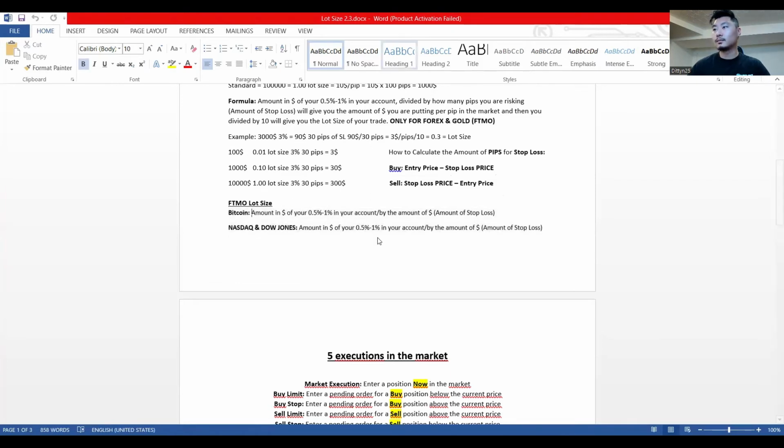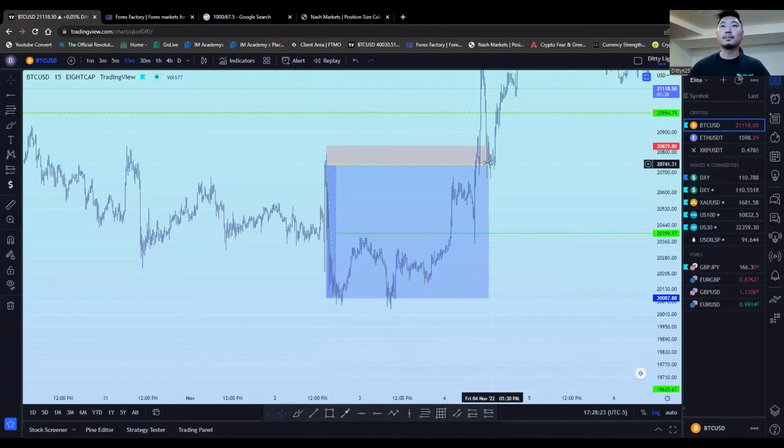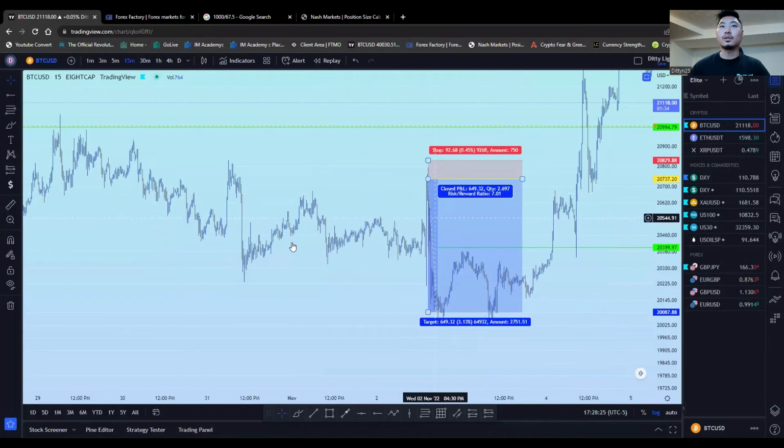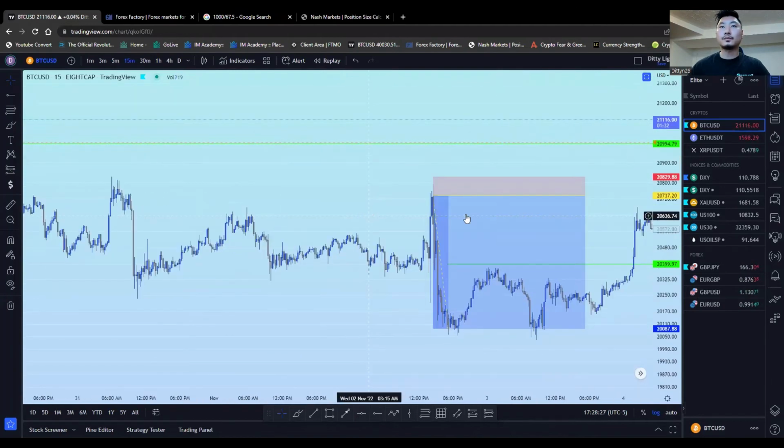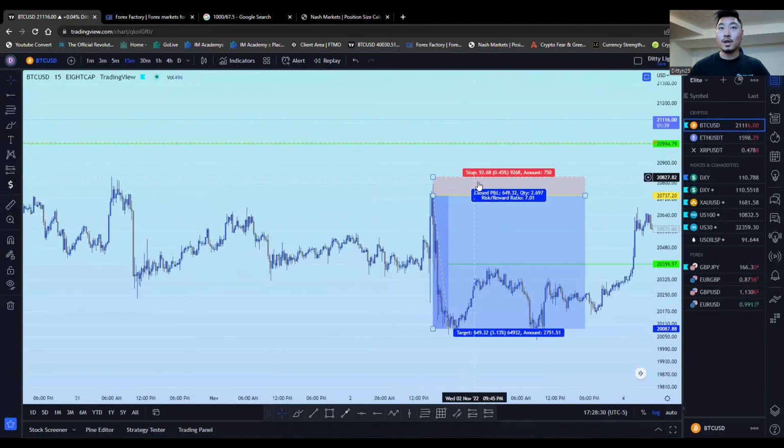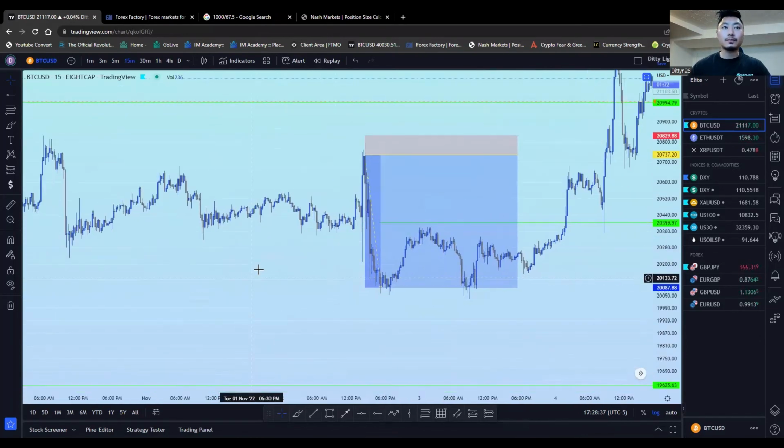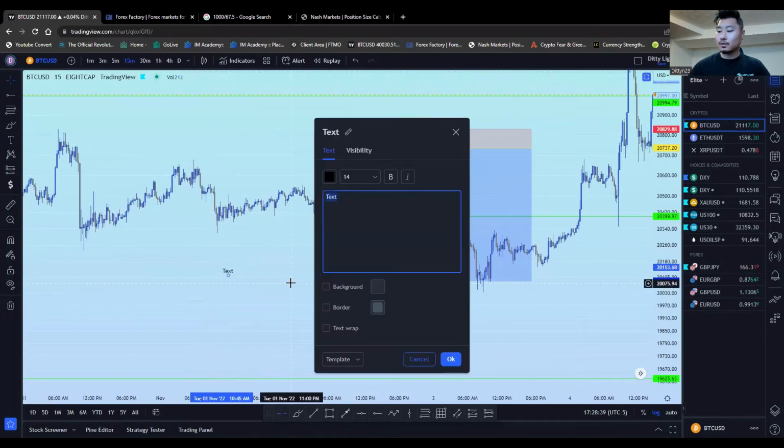Let's go on the chart. So let's say you have this kind of setup on BTC and you took a short here. What you see next to the stop here is 92.68. 92.68 is the pip count that you're risking. So first step, what is the pair? It's BTC USD. Second thing is a buy or sell. In this case, it's a short, so it's a sell.